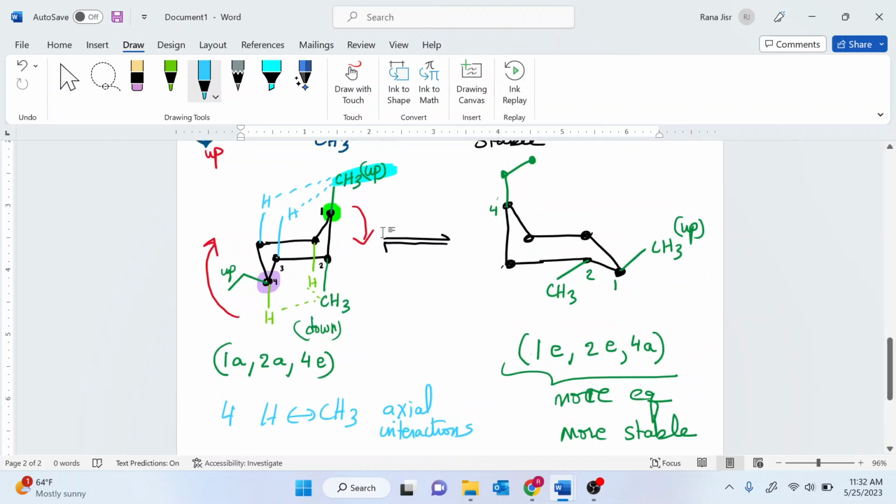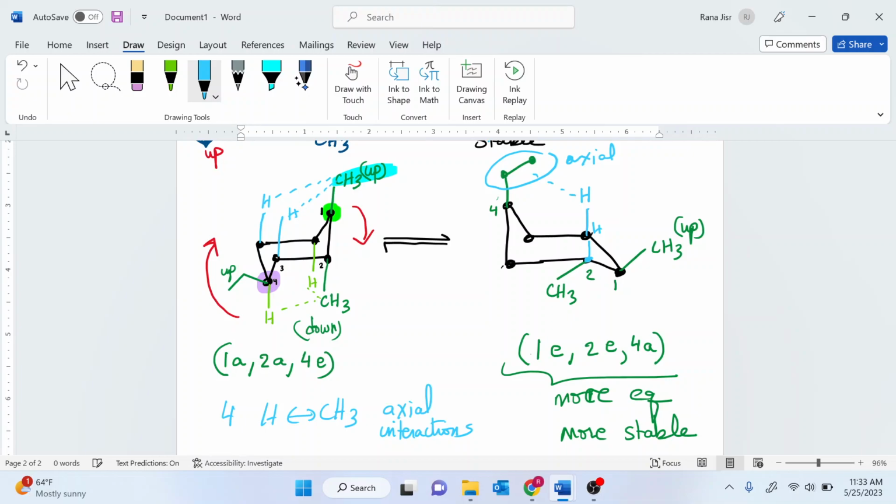Okay, here on the other end, I'm going to end up having an ethyl group on the axial, and that ethyl group is going to interact with all the hydrogens that are up because the ethyl is up. So I have a hydrogen here which is up, and I have a hydrogen on the axial here which is up.